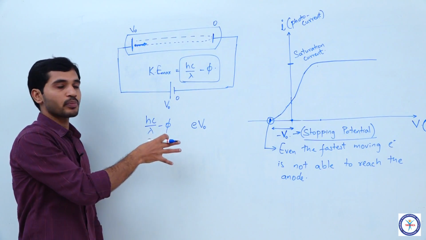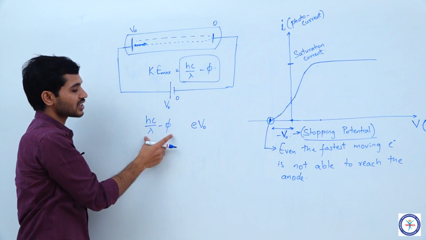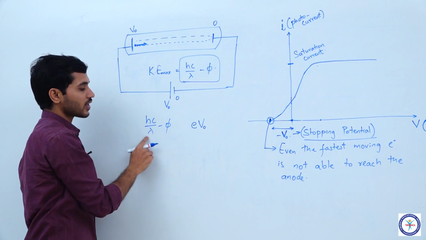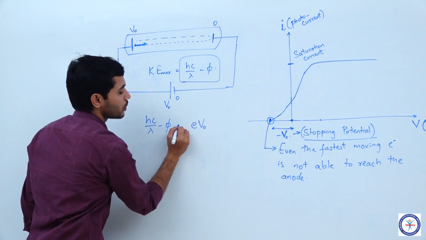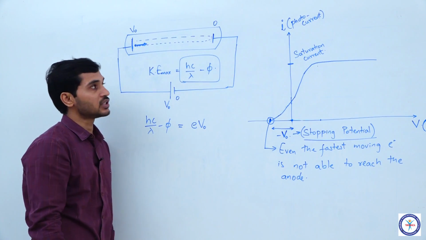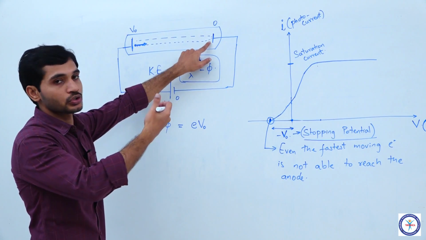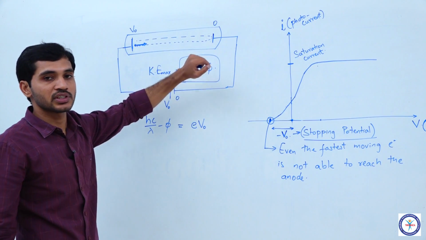So, this is what happens to this fastest moving electron. It starts with this much energy, and all this kinetic energy will become 0 by the time it reaches this end, because all of that has been converted into potential energy. By the time it reaches here, it comes to rest, and the force due to the electric field takes it back once again, not allowing it to reach the anode.